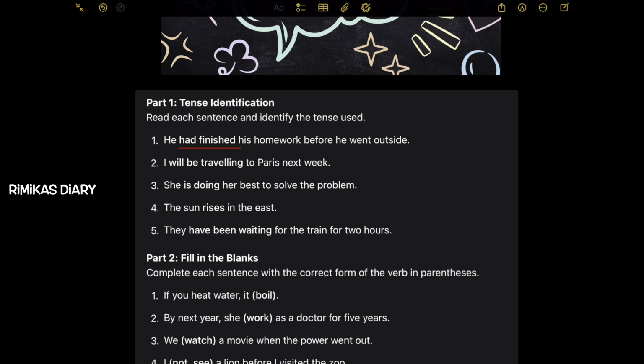So there are 2 actions. He had finished his homework; he went outside. So this is action 1, action 2. Here action 1 is interrupted, disturbed by action 2. So then it's past perfect. Past perfect tense is the answer.